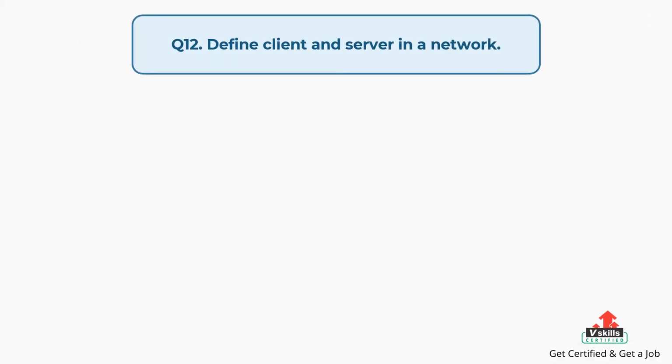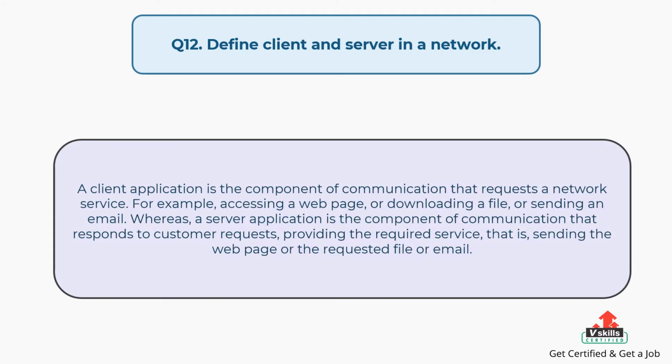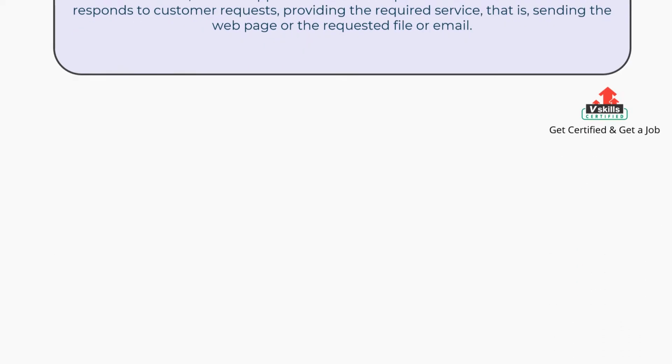Question number 12. Define client and server in a network. The answer is, a client application is the component of communication that requests a network service. For example, accessing a web page, or downloading a file, or sending an email. Whereas a server application is the component of communication that responds to customer requests, providing the required service, that is, sending the web page or the requested file or email.